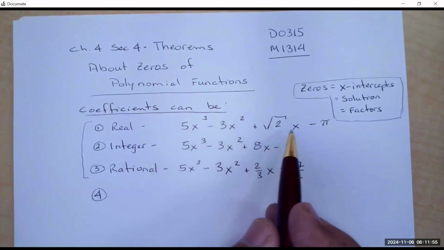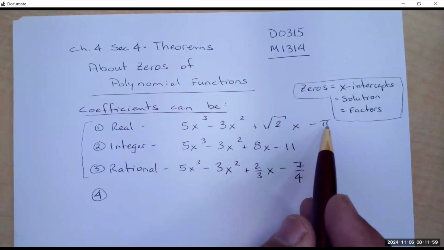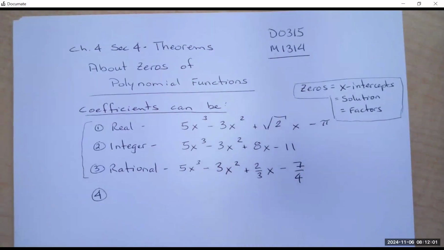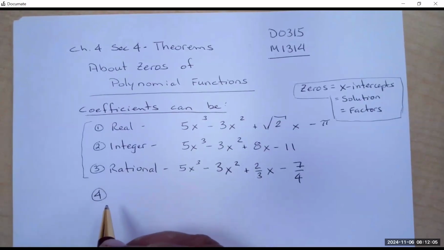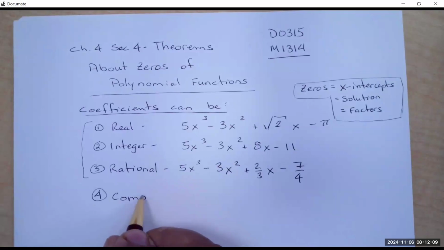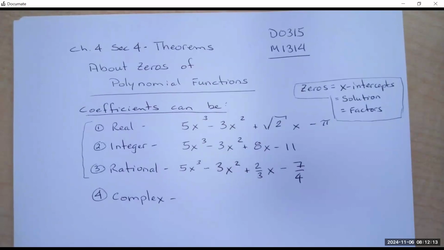Because if you notice, we have square root, we have pi, we have fractions. The only other one that we also have to consider is what are called complex. What is a complex number? What does a complex number look like?